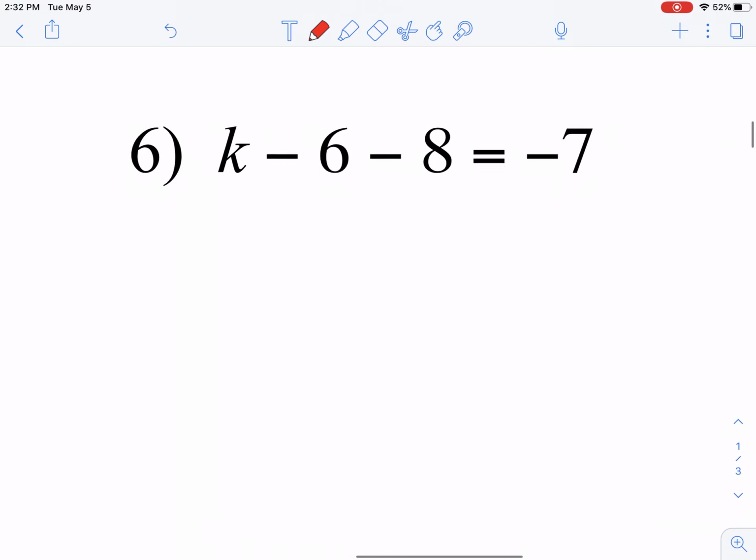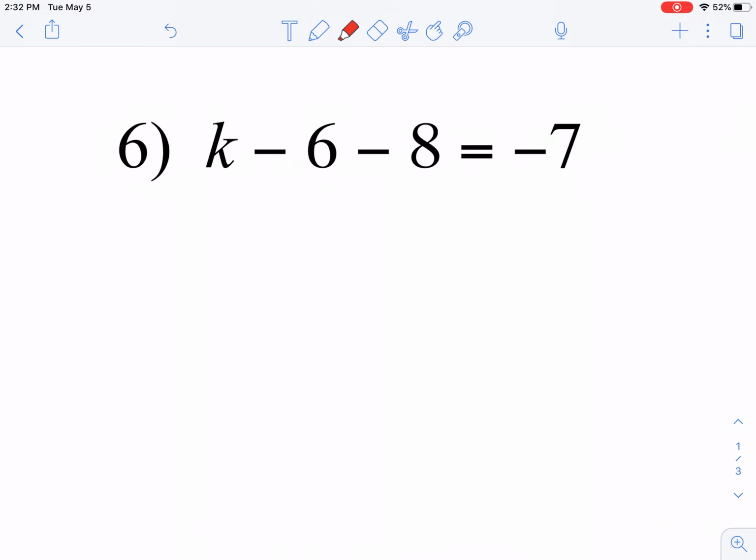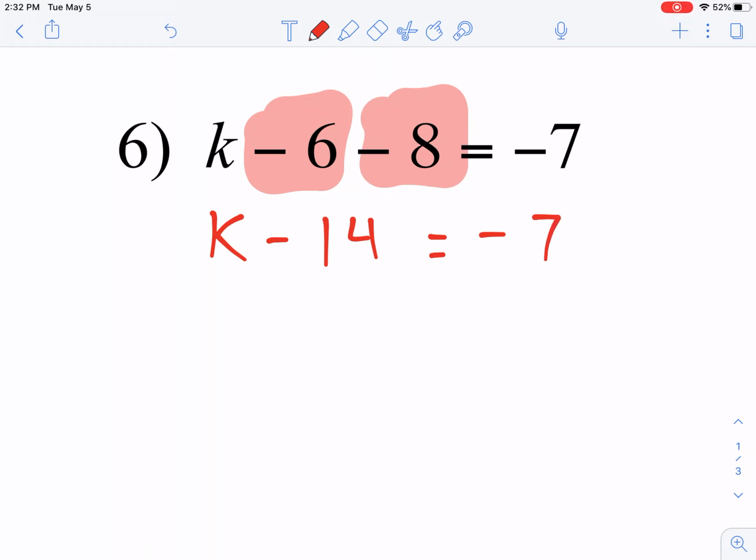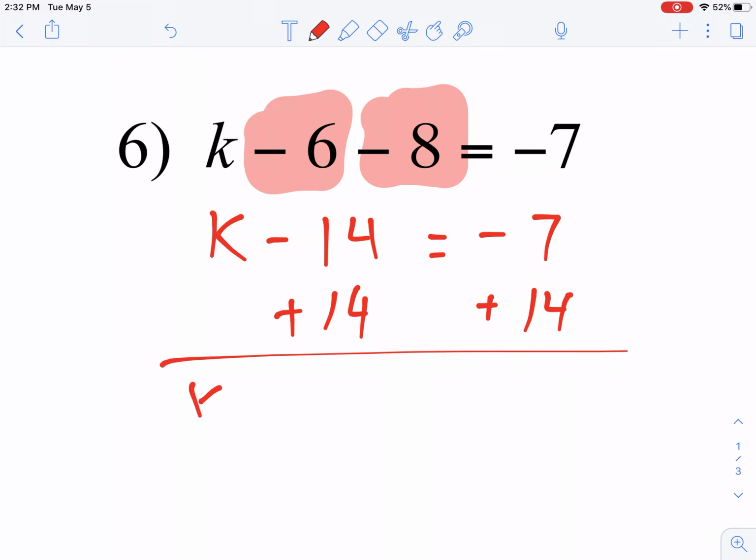Number 6, this time our variables aren't the same, but our regular numbers are. We got -6 plus -8, and it's going to come out to be -14. Bring the k down, is equal to -7. Add 14 to both sides. K drops down. These cancel out. -7 plus 14 is +7. Again, you would just enter 7 into the answer key.